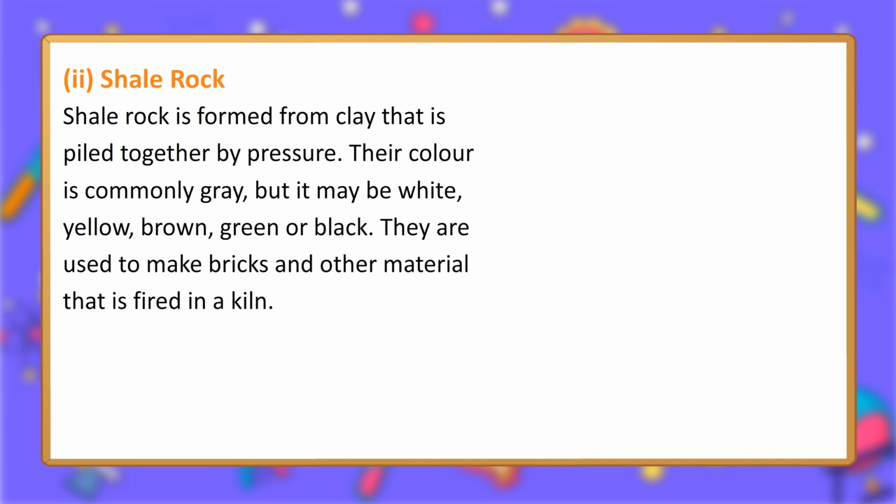Shale rock. Shale rock is formed from clay that is piled together by pressure. Their color is commonly gray, but it may be white, yellow, brown, green or black. They are used to make bricks and other material that is fired in a kiln.